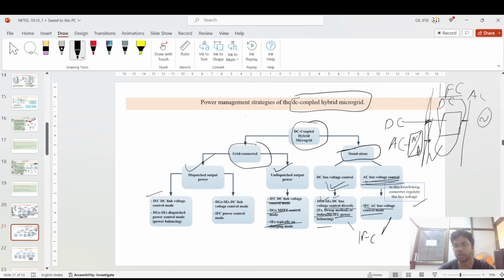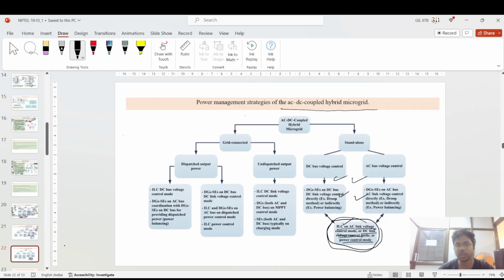Okay, in the previous case, you don't have any features or interfacing converter control in between this AC to DC. But in the AC DC hybrid microgrid, you have this control for maintaining the DC link voltage at the rated voltage, and the AC link voltage at the rated voltage. And the same applies to the grid connected mode.